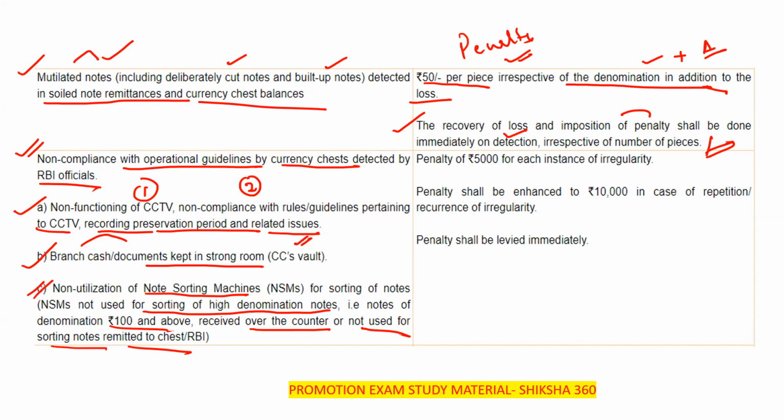And non-utilization of note sorting machine, that is basically for which denomination? That is for denomination rupees 100 and above, clear. This type of question you will also find in the examination. That is, in this case, what is the penalty? If we are not utilizing the note sorting machines for denomination 100 and above, clear, in that case also we have to pay the fine.